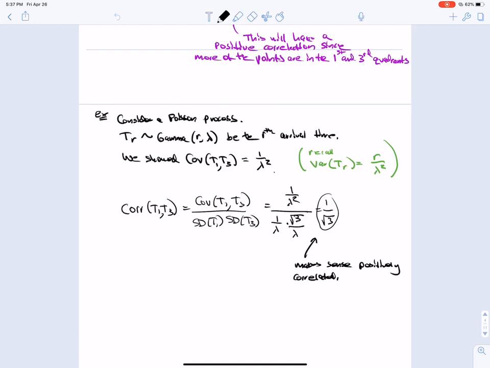It makes sense that this is a positive number, right? Because T1 and T3 are clearly positively associated. And notice that the covariance of T1 and T3 is 1 over lambda squared. So if lambda is really small, then the covariance could be like 10 million. But the correlation, as we'll see, has to be a number between -1 and 1. And so by dividing out by the SDs, we get rid of the lambda squared.